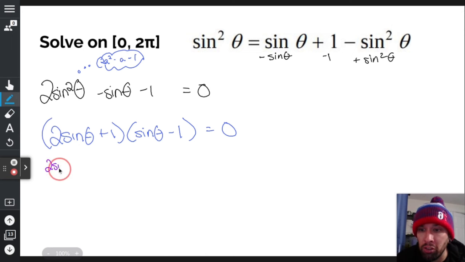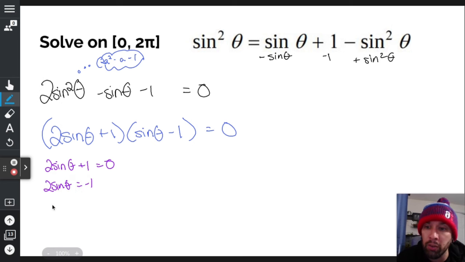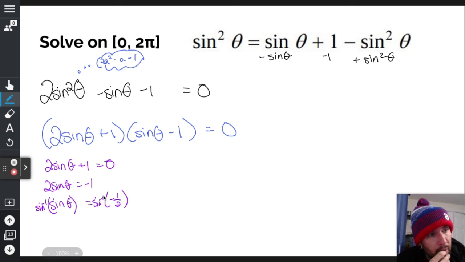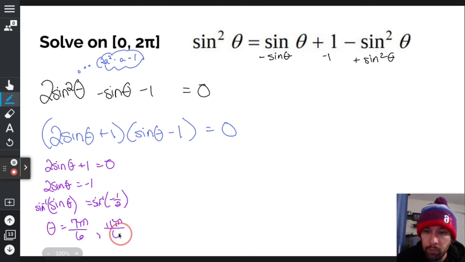So you would have 2 sine theta plus 1 equals 0. Subtract 1, 2 sine theta equals negative 1. Divide by 2, sine theta equals negative 1 over 2. Inverse sine. And the inverse sine of negative a half is 7 pi over 6 and 11 pi over 6. So theta is 7 pi over 6, and then the other side, which is 11 pi over 6. This one's a little bit friendlier. Sine theta minus 1 equals 0.